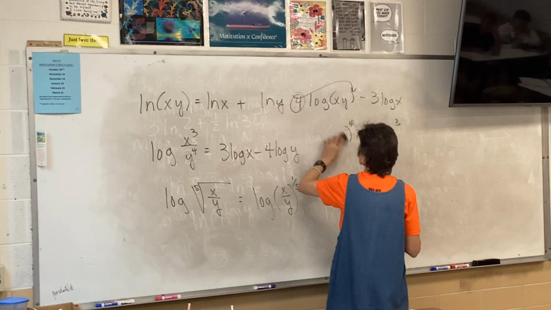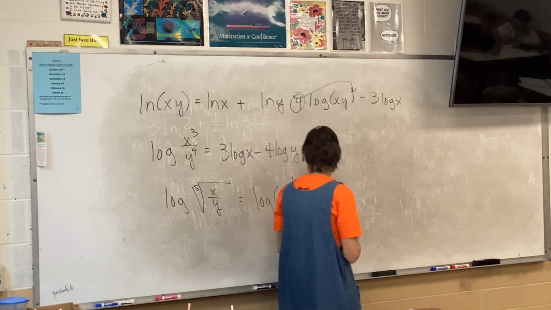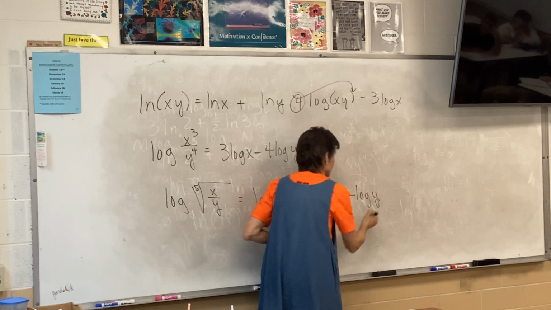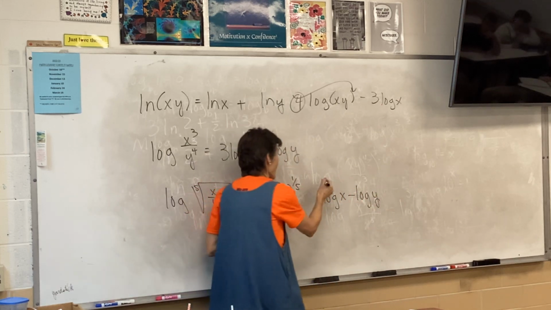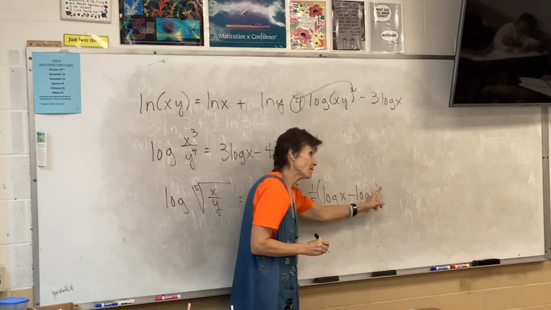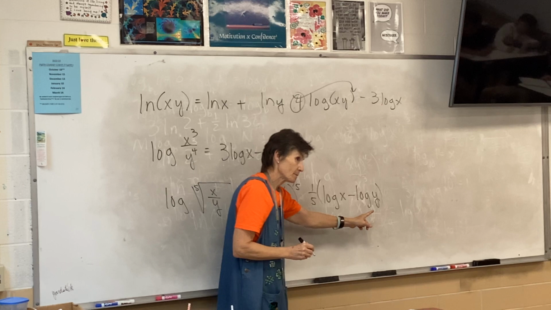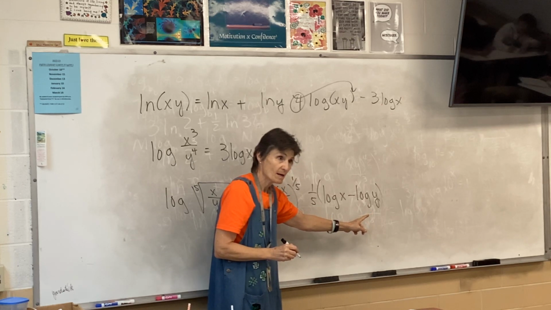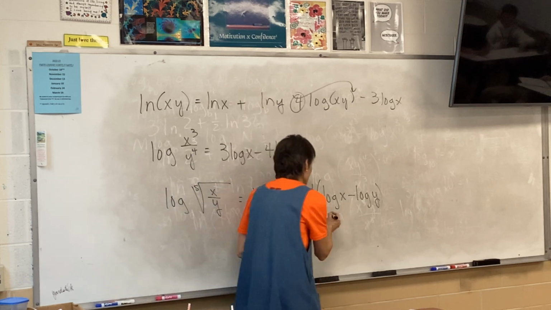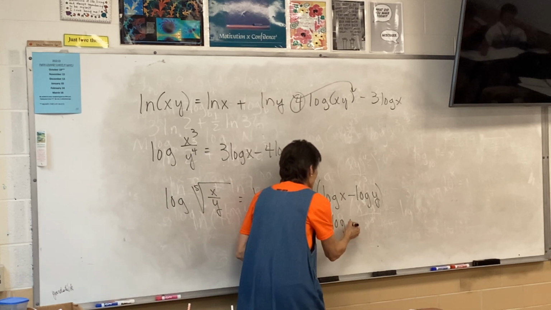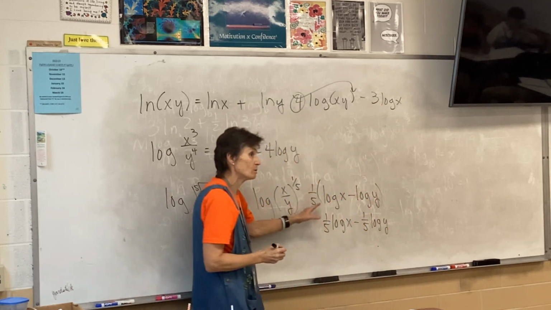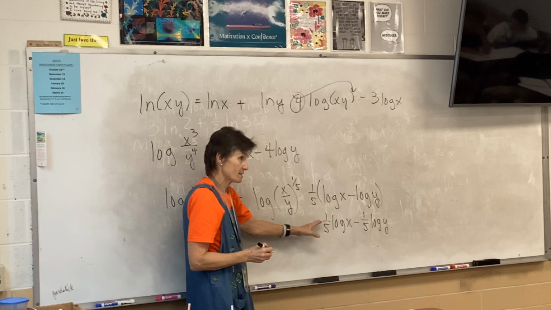Would you just do log x minus log y? And then would you put the 1/5 out in front? You absolutely would. And I need that parentheses. Everybody see why I need that parentheses? Because doesn't the 1/5 go with both? Now, if you wanted to write it this way, that would be okay. As long as you have the 1/5 with both of them, either one of these is fine.